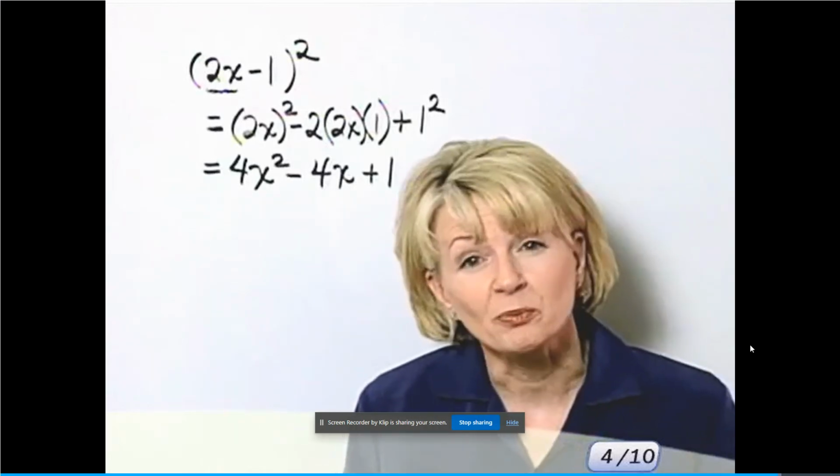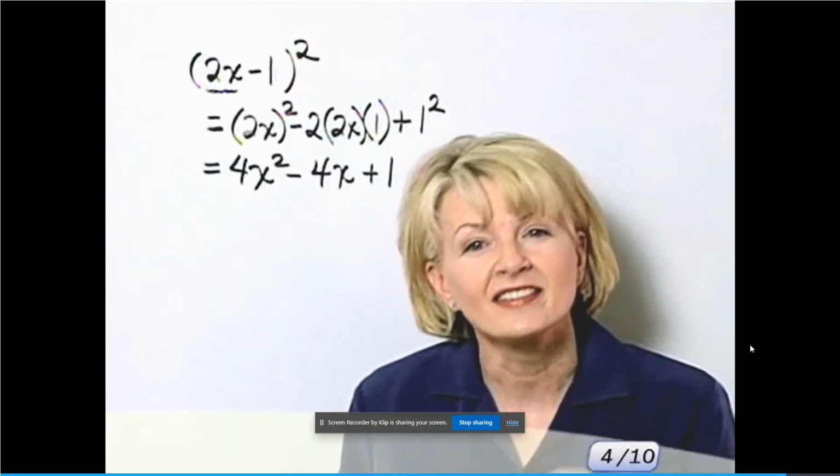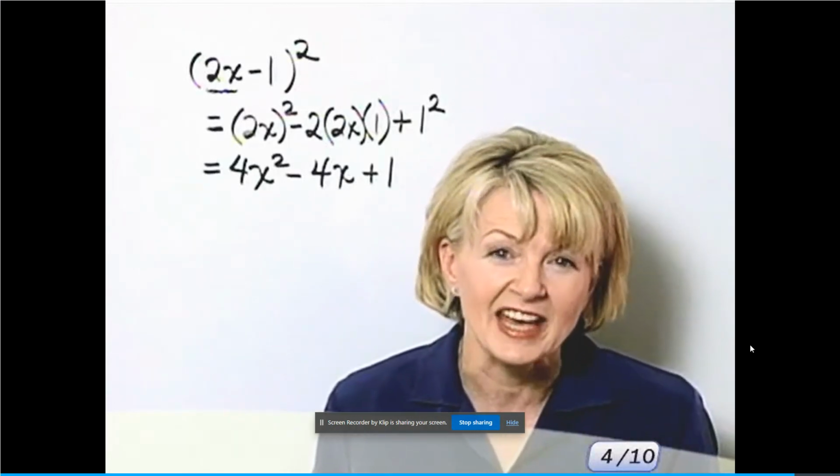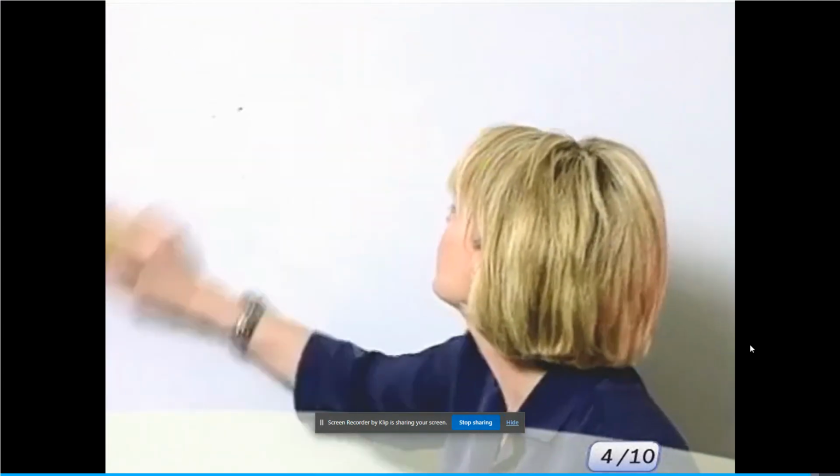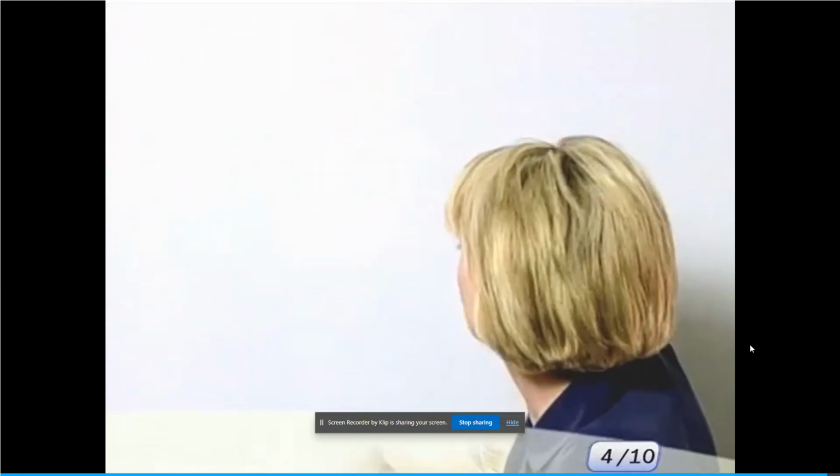There's also a special product when multiplying the sum or difference of the same two terms. Let's look at an example of this and see if we can understand or figure out the pattern ourselves.